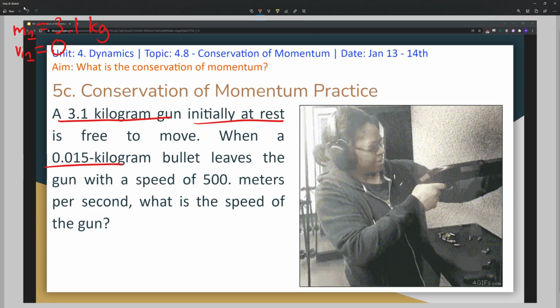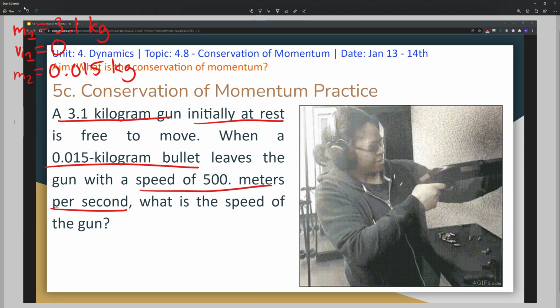And a 0.015 kilogram bullet, that's the mass of the second object, leaves the gun with a speed of 500 meters per second, right? So it leaves the gun. This is after this occurrence has occurred. This is after the collision, because there's a gunpowder explosion inside the gun, which fires the bullet. So this is after that occurrence.